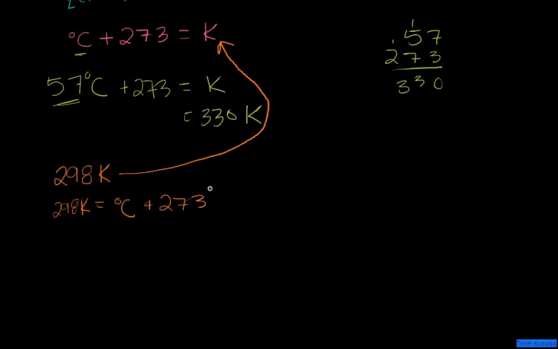What do I need to solve? I need to find C by itself. And so to do that, I'm going to subtract 273 from both sides. This over here is going to cancel out and leave me with my degrees C. And let's see, 8 minus 3 is 5. 9 minus 7 is 2. And 2 minus 2 is 0. So my degrees C temperature is 25. So 298K is the same thing as saying 25 degrees Celsius.